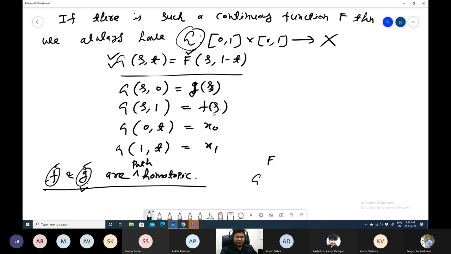This is actually called path homotopy. In this course, when we talk about homotopy, we actually mean path homotopy, but it is always better to say path homotopy. Or you can write homotopic as well, but remember that whenever we write homotopy, we actually mean path homotopic.